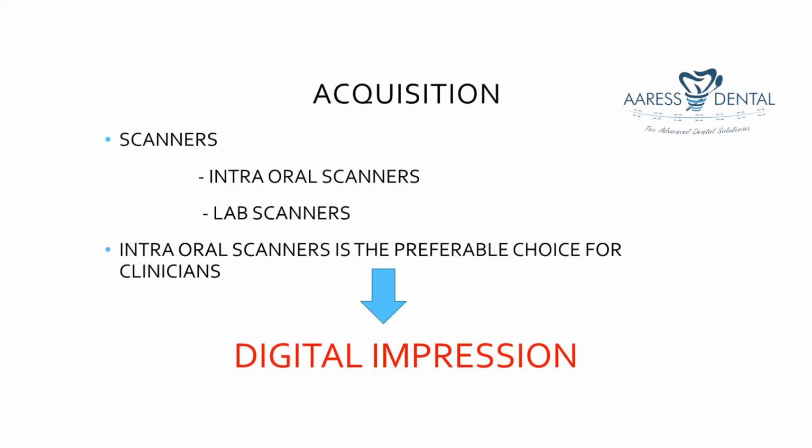First phase is acquisition, that is, we have to acquire the data. How is it done? It is done with the scanners. There are two types of scanners basically, intraoral scanners and lab scanners. Intraoral scanners prove their worth in digital dentistry as they are the most preferable choice for clinicians. What we acquire with the intraoral scanner is called the digital impression.